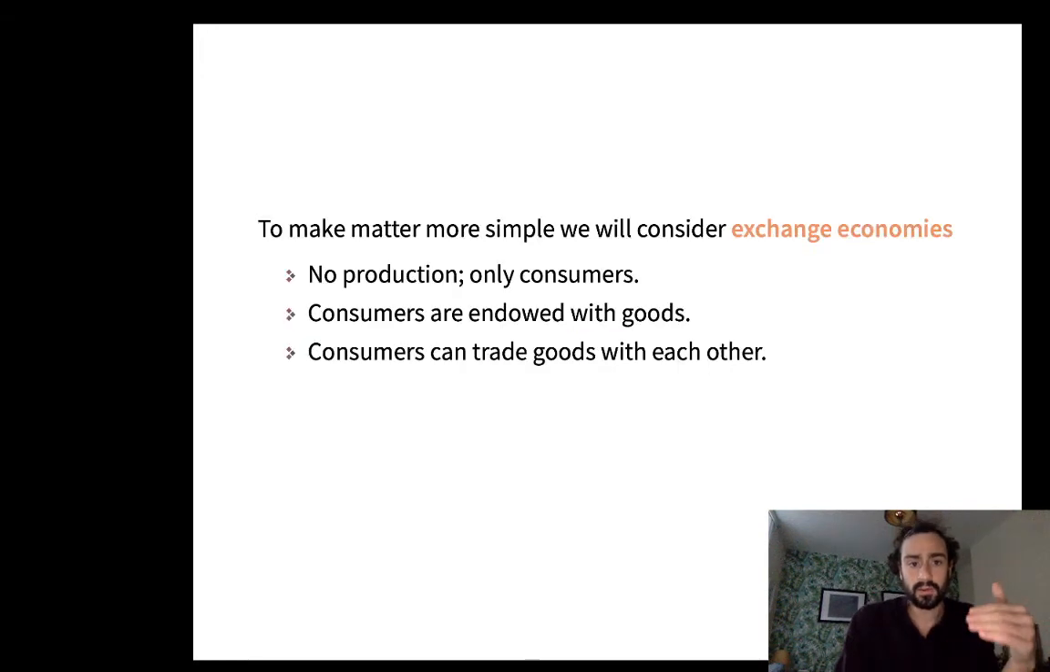So, as previously mentioned, we're going to look at the sort of simpler world of an exchange economy. There's no production, there's only consumers. So there's just different kinds of consumers, different kinds as in they have different utility functions, and they have different endowments. So if there's no production, what are they consuming? Well, they're consuming the stuff that was handed down by God, right?